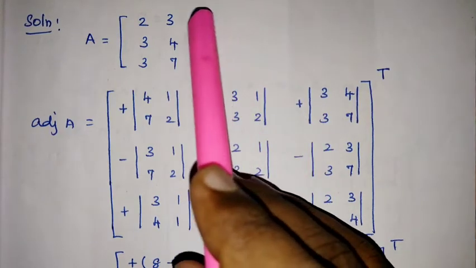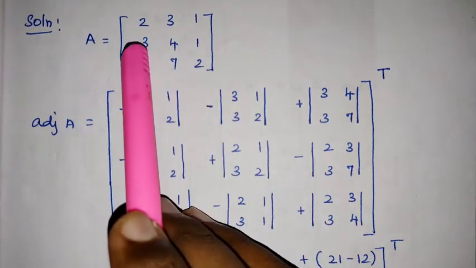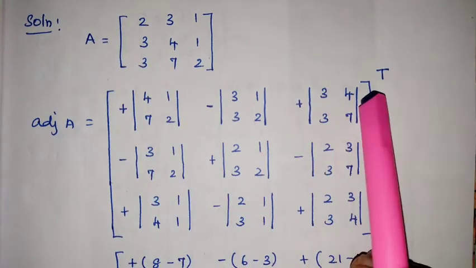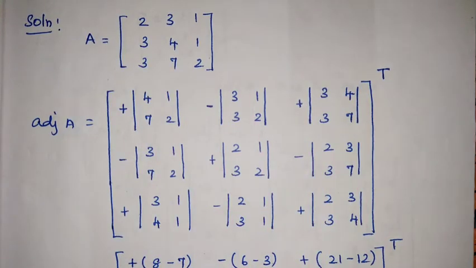Third element. This is 1. Leave the row and column. 3, 4, 3, 7. Can you understand? So this is the way you have to write.